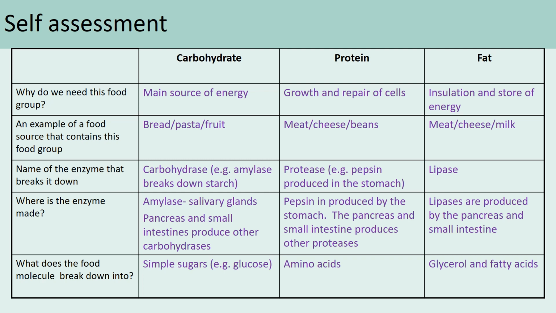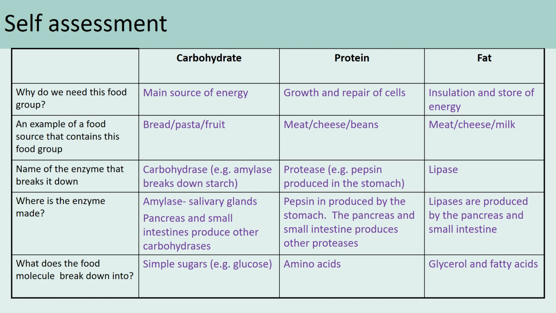So if we go down the column, starting with carbohydrates, it's our main source of energy. You can find it in things like bread and pasta. It's also in fruit, rice, anything like that. They're broken down by carbohydrases, such as amylase. Where is it made? It is made in the salivary glands, and it's also made in the pancreas and the small intestines, if you got that from the slide. And what's it broken down into? They're broken down into simple sugars. So an example of a simple sugar is glucose.